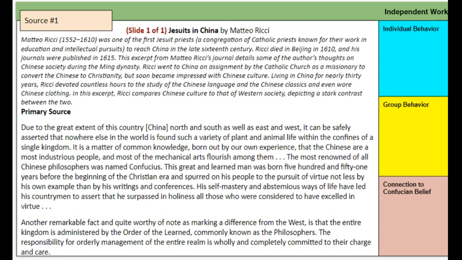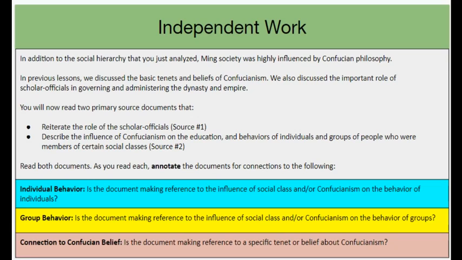We're going to actually go jump to our first source now. Let's just clear that up for ourselves again. Individual behavior is the document or the source making reference to the influence of social class and/or Confucianism on the behavior of individuals. Next is the document making a reference to the influence of social class and/or Confucianism on the behavior of groups. And then finally, the pink is the document making reference to a specific tenet or belief about Confucianism, meaning a major belief or something that supports all of it.